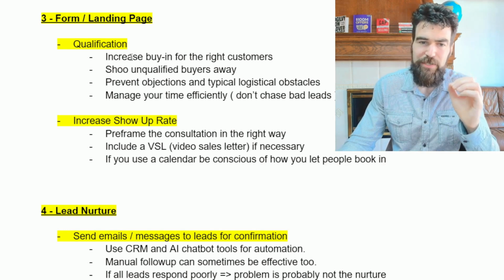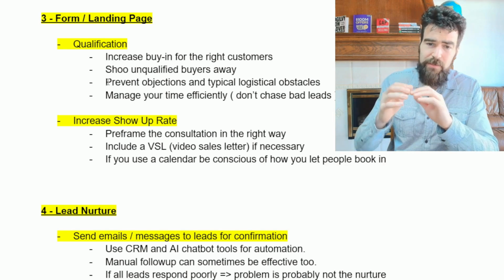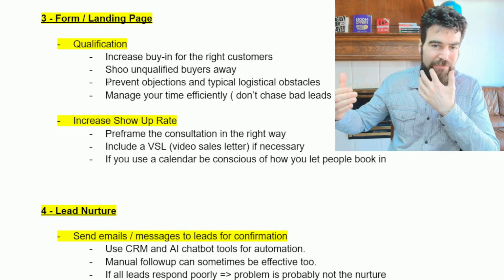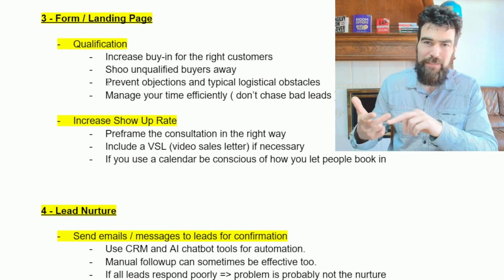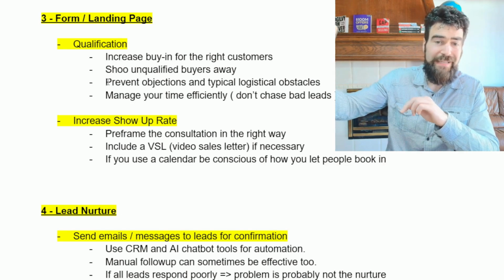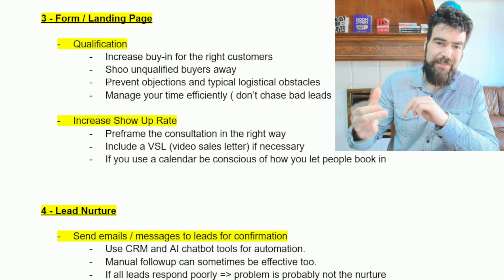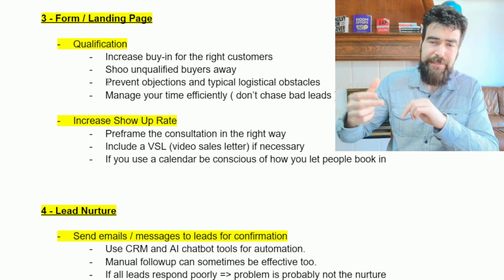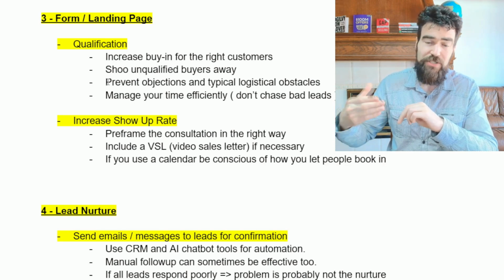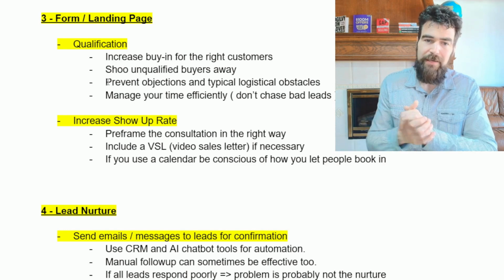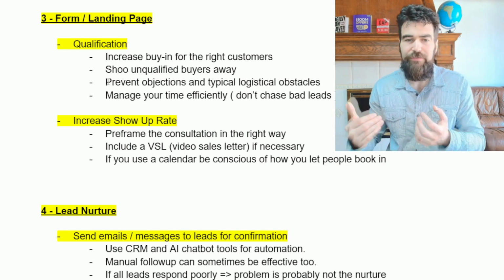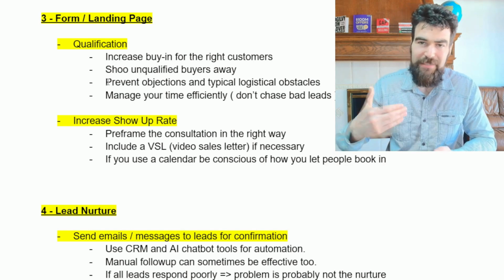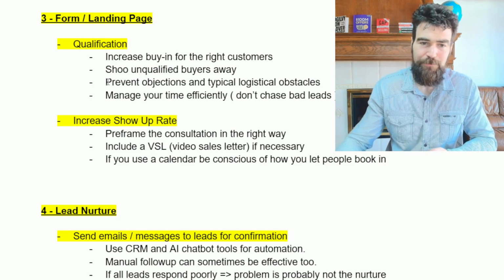Another thing here, especially on your form, is that you can prevent objections and typical logistical obstacles. So if you find out as you're advertising that transport can be a problem, that budget can be a problem, or that any other logistical issues can be a problem, you can actually qualify them on the form so that if they don't meet those criteria, they never even get to you in the first place, which is going to save a lot of time on your end. And you can also kind of use it, especially on the landing page, but also sometimes on the form. You can prevent objections by effectively handling them before they even get to you.